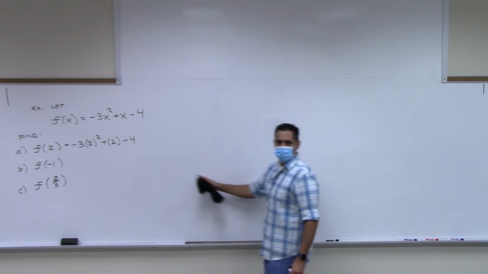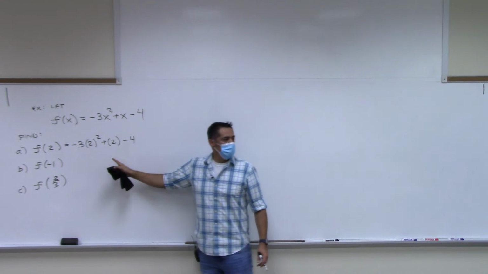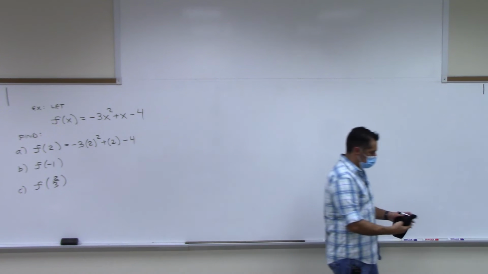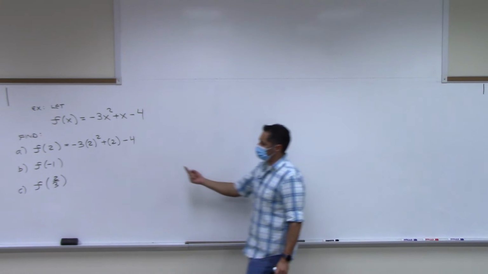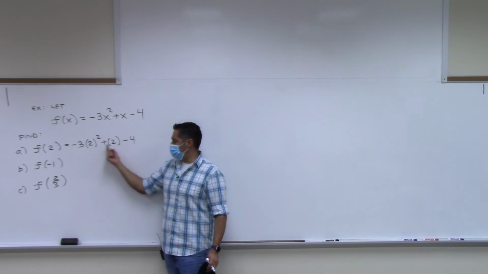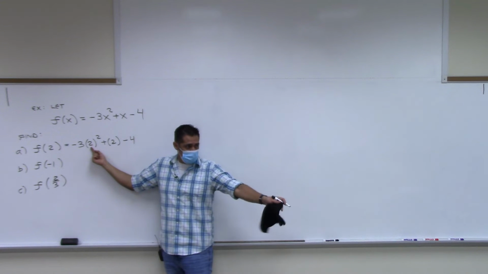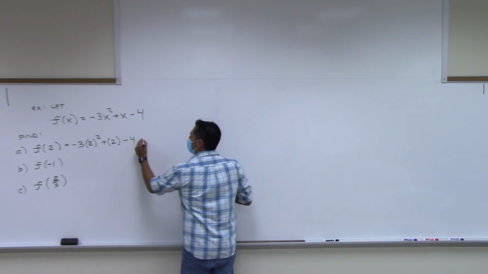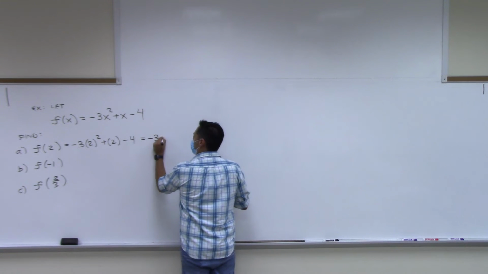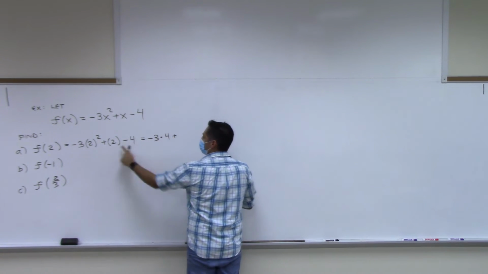What do we do first? Order of operations. What do you do first there? Do whatever's in parentheses, but the only thing in parentheses is 2's. You can't really do anything to 2, right? So you move to exponents. So I'll square this 2 first. So that becomes 4. So I have negative 3 times 4 plus 2. I don't need the parentheses around the 2.